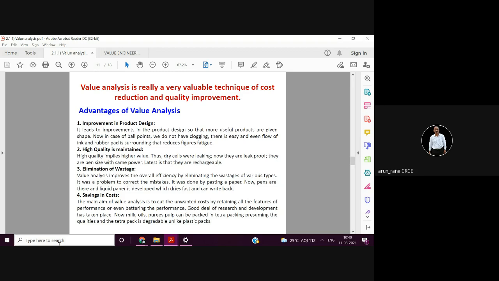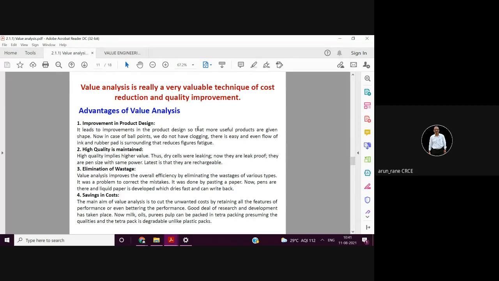Okay, so it's a very valuable technique of cost reduction and quality improvement, value analysis. So you can do improvement in the product design. Quality is not compromised. Remember, quality, safety, they don't pay you directly, but they are going to pay you indirectly, isn't it? Suppose we are getting some product at a cheaper cost, but later on after 10 days you realize, अरे ये तो fail हो गया 10 दिन में, and there can be many examples in routine.